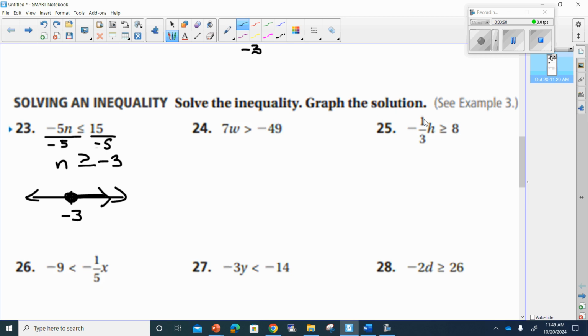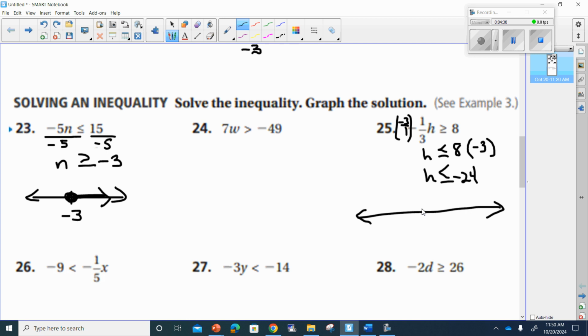Number 25, I have negative 1 over 3 times h. The opposite of multiplying by negative 1 over 3 is multiplying by negative 3 over 1. That's the inverse, right? This is going to give me h by itself. It's also going to turn my symbol in the other direction because I multiplied by a negative number. Now I'm going to have 8 being multiplied by negative 3. 8 times negative 3 is negative 24. So h is going to be less than or equal to negative 24.